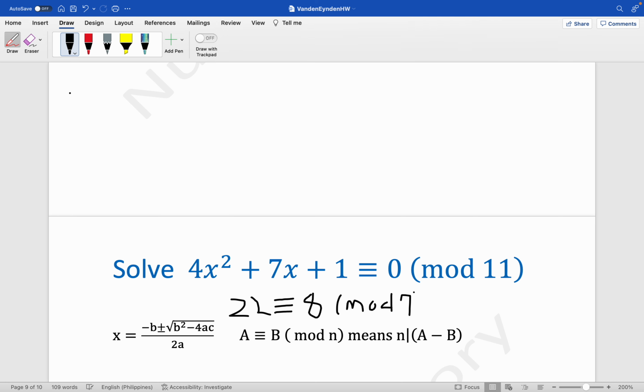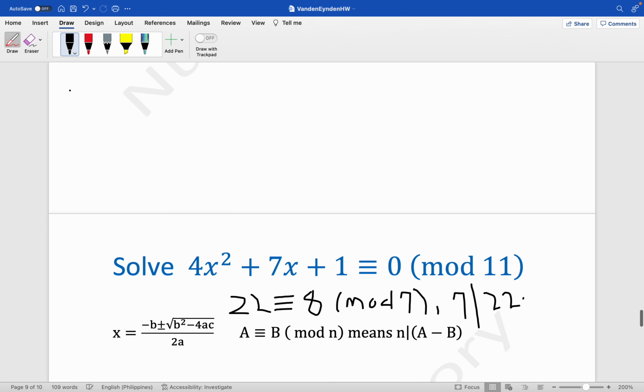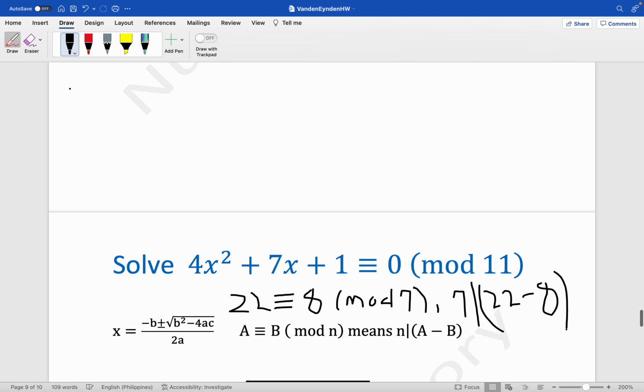Okay, and that's because 22 minus 8 is divisible by 7. And y'all, I'll use this symbol here. The vertical bar means divides, or that 7 is a factor of 14. So 7 certainly divides 14. And I'll write 22 minus 8 parenthetically, just to be clear. So again, y'all, 22 minus 8 is 14, and 7 divides it. Okay, so that's the meaning of the congruent symbol.